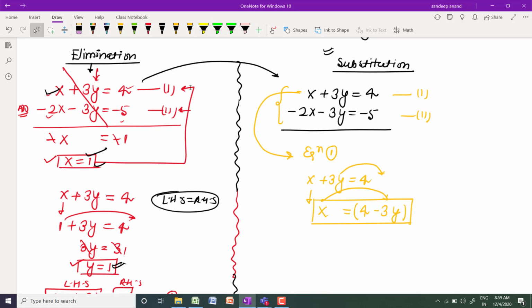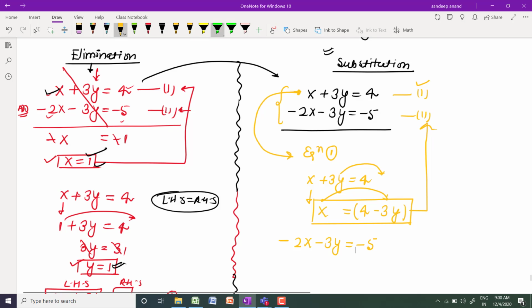Now since this x is calculated from equation number 1, you need to put this value in equation number 2, not in 1, because from 1 you calculated this value. If you put this value again in equation number 1, you will get 0. So where you calculate the one variable value, put it in a different equation. So what is my second equation? My second equation is minus 2x minus 3y is equal to minus 5.